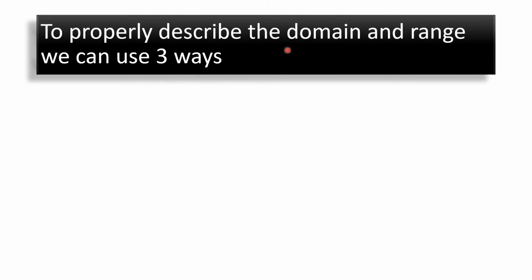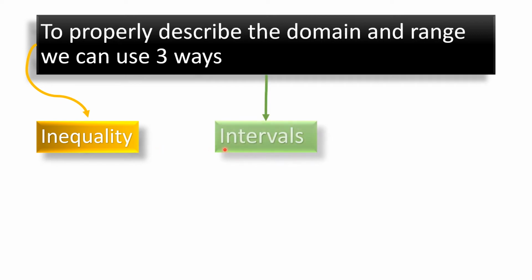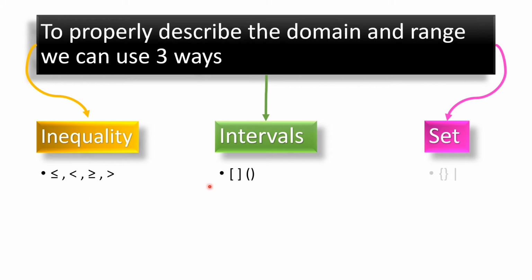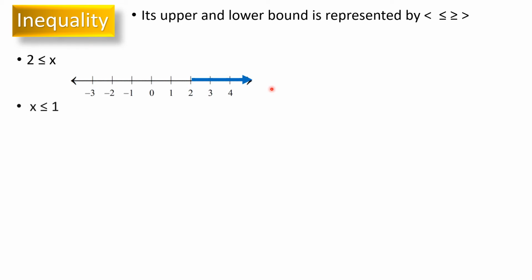To properly describe the domain and range, we can use three ways: inequality, intervals, set. These are the symbols. Inequality, the upper and lower boundary are represented by these symbols. Okay, if we have 2 smaller than or equal x, so x starts from 2 and goes to infinity. If x is smaller than or equal 1, so start from 1 and go to negative infinity.